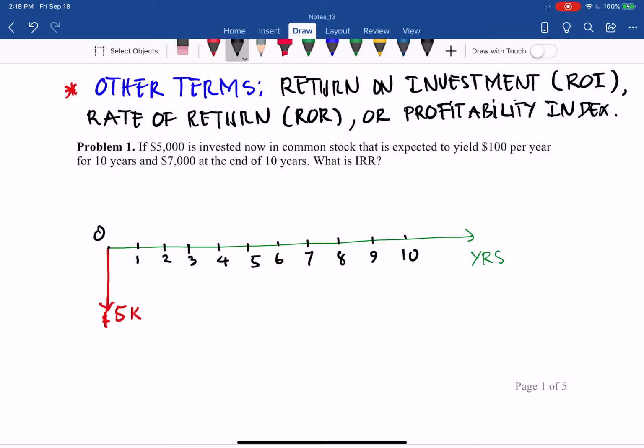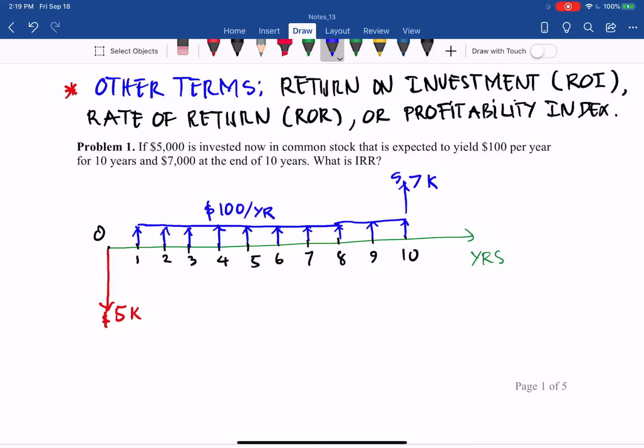100 per year for 10 years, the same amount every year. And at the end, we get 7,000 at year 10, 7K. And the question asked is, what is the IRR, internal rate of return?